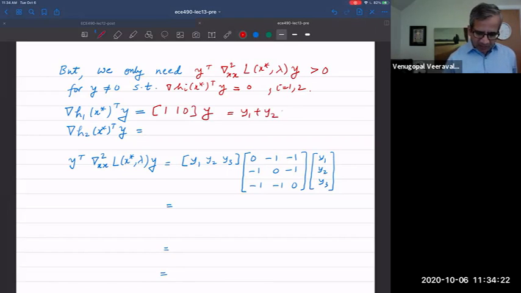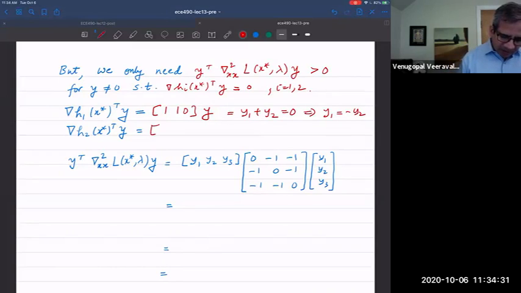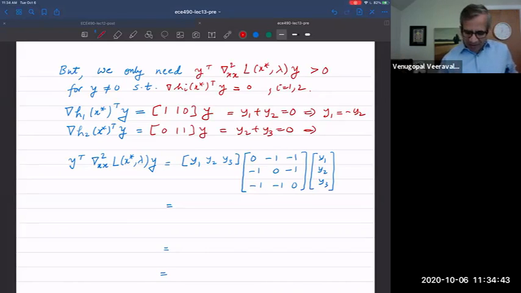And we need to set this equal to 0. This implies that y1 is equal to minus y2. And then we also need to satisfy the condition with 0, 1, 1 here. So this says that y2 plus y3 is equal to 0, which means that y2 is minus y3, or y3 is also minus y2. That's a better way to write it, I guess. So y3 is the same as y1, and they both equal minus y2.